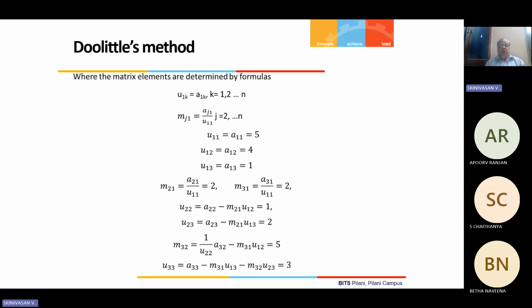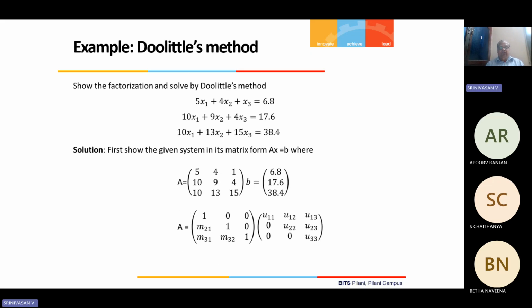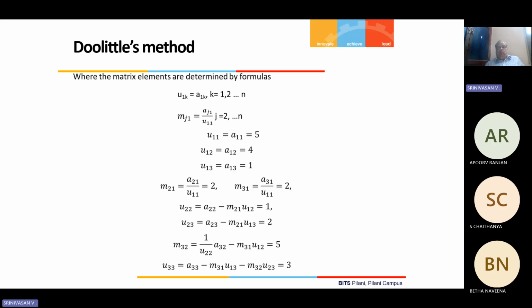And M32, that is L32. L32 is 1 by U22 into A32 minus L31 into U12. What is A32? A32 is 13. Okay, 13 by U22 is 1. So 13. In this portion, you go 13 minus, what is M31? 2 into what is U12? 4. 8. So 13 minus 8, 5.